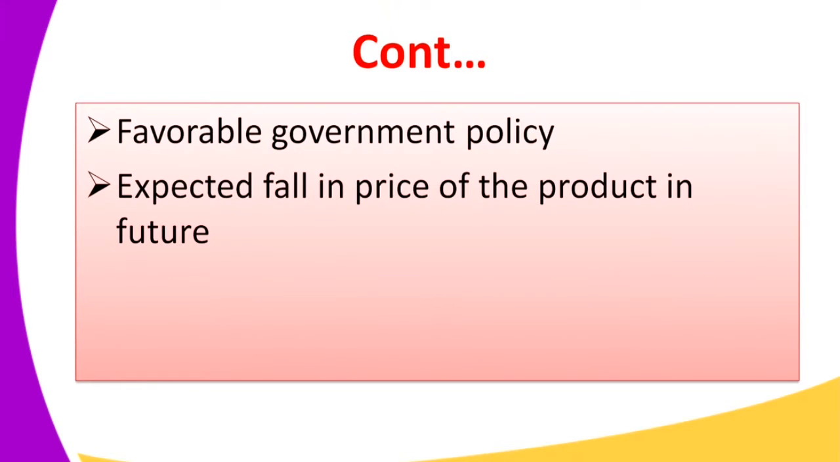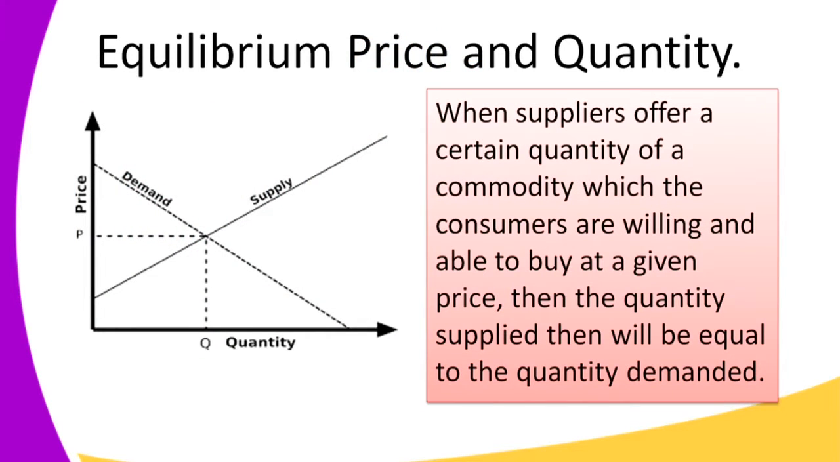Let's now look at the equilibrium price and quantity. This one is brought about when you plot the demand curve, which slopes downwards from left to right, and also the supply curve, which slopes downwards from right to left. On the x-axis you have price.